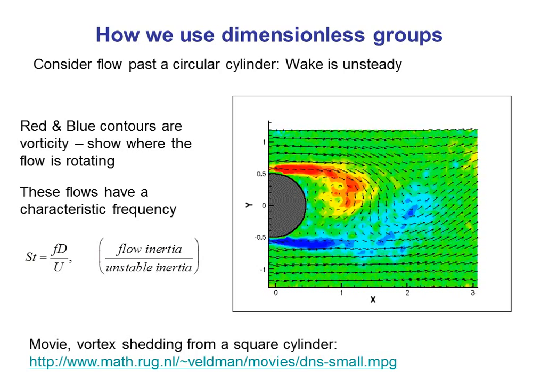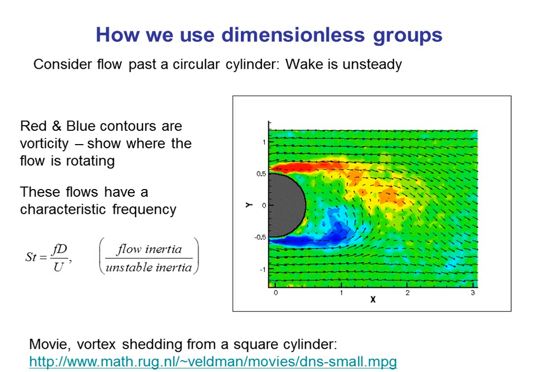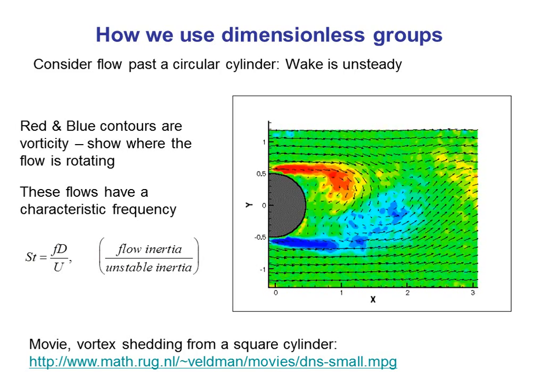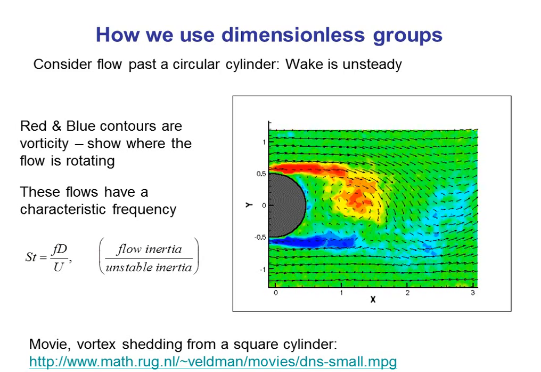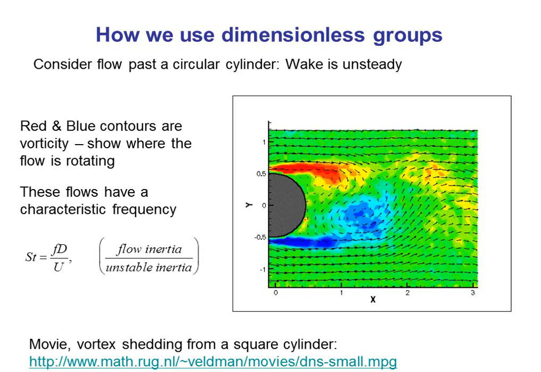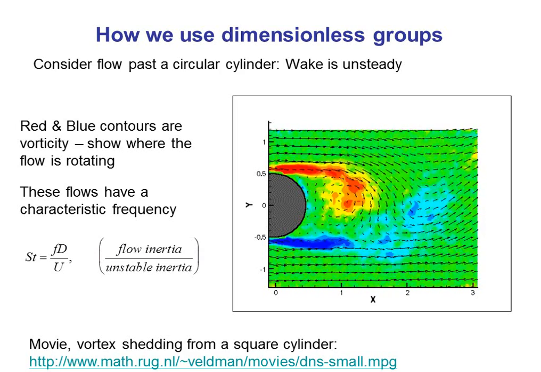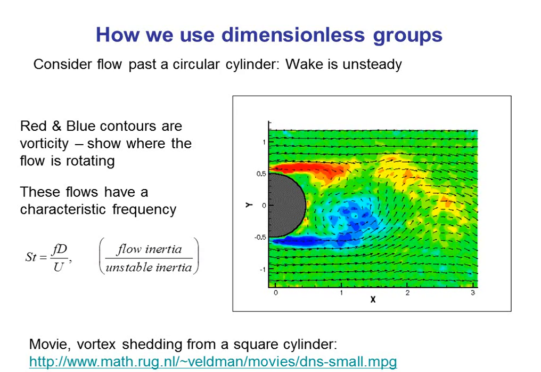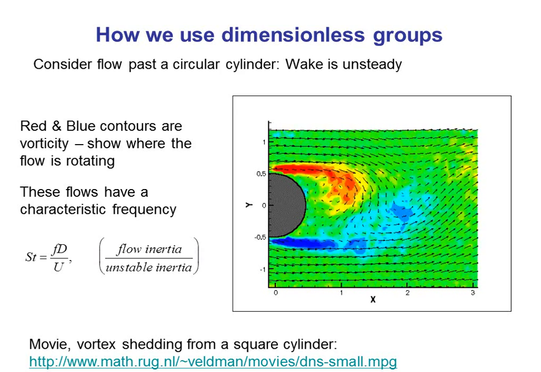This happens at low to moderate Reynolds numbers. At higher Reynolds numbers, it will get more chaotic. This is still not quite turbulent yet. It's still quite clean and quite regular.